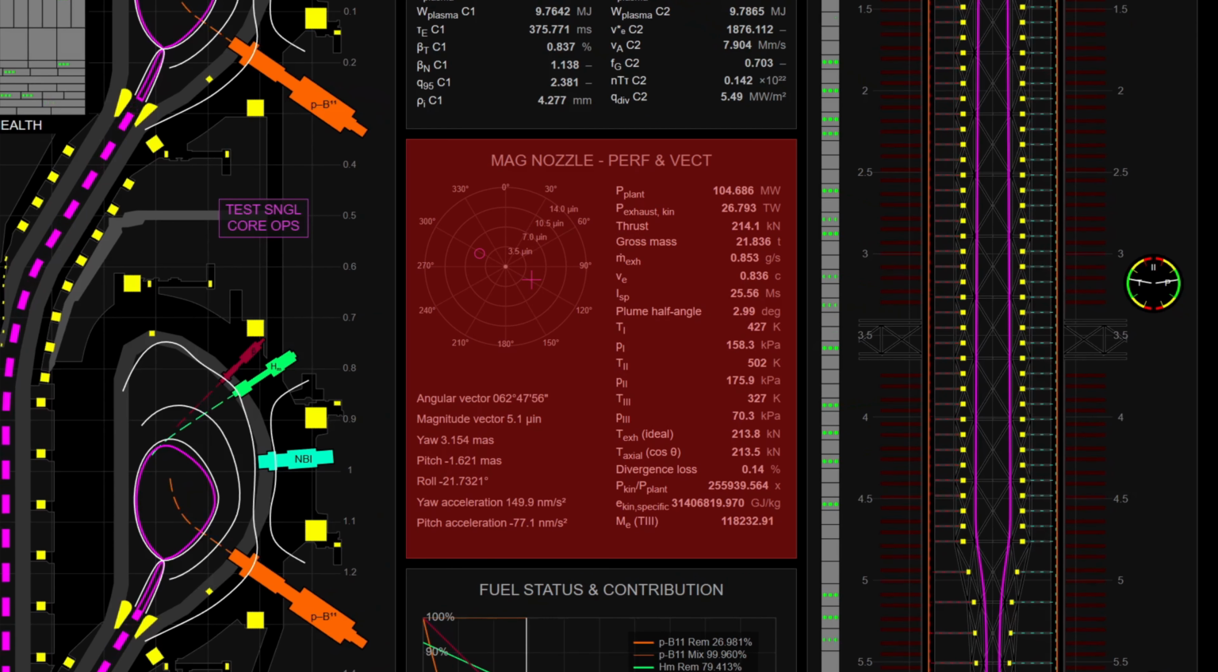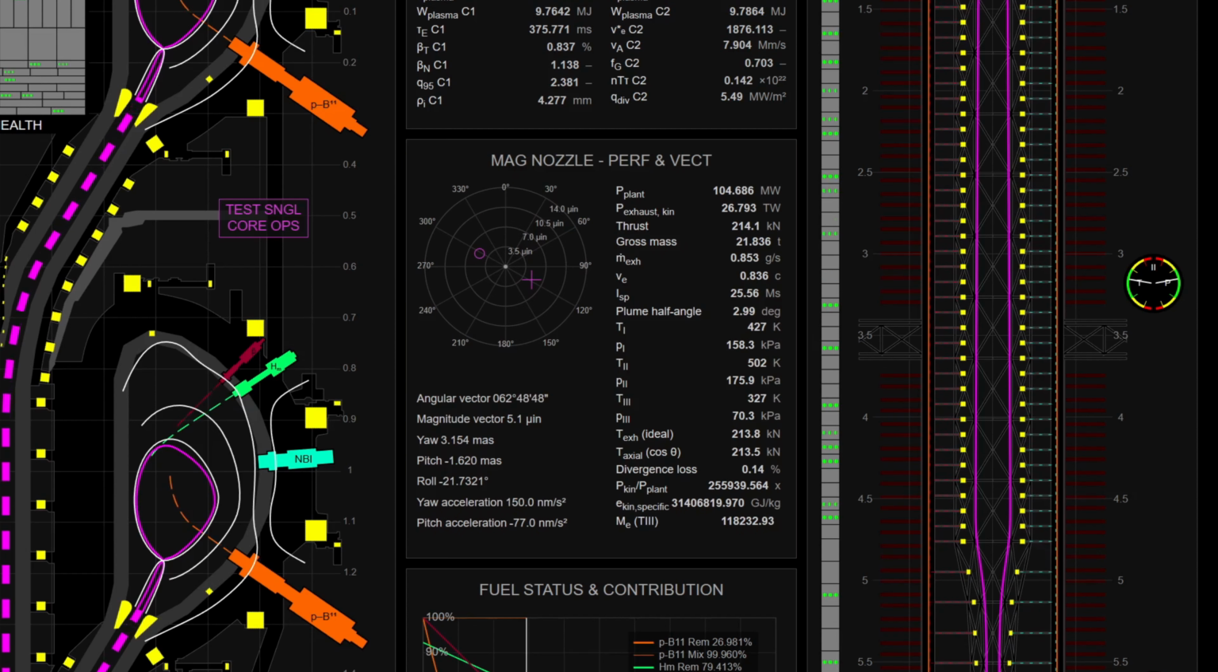The mag nozzle performance and vectoring panel provides a quantitative summary of exhaust generation, thrust efficiency, and steering behavior derived from the magnetic nozzle state. The polar vector display shows the commanded exhaust deflection relative to the ship axis. Angular position encodes thrust direction, while radial offset represents vector magnitude, allowing rapid assessment of steering effort and correction authority.